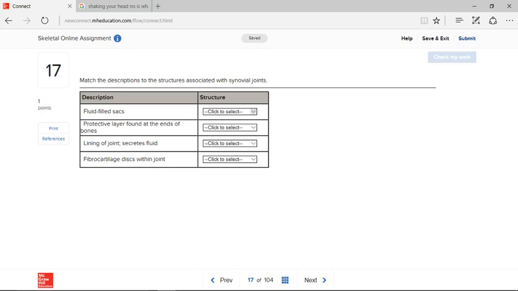So, protective layer found at the ends of bones. Well, that's easy right there. Protective layer is, my gosh, I've not even heard of that. Alright.